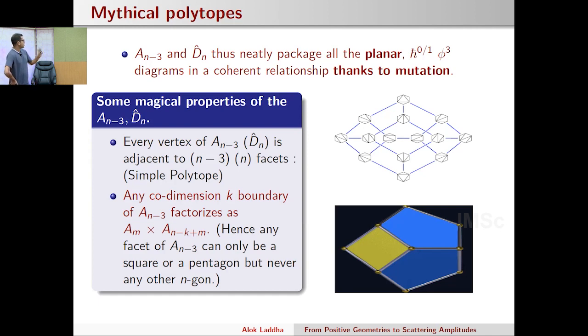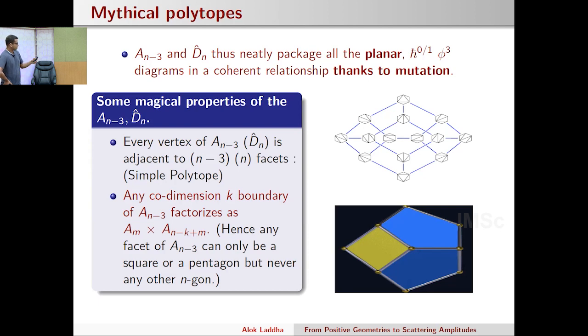So this class of polytopes are called simple polytopes because knowing the dimension means you know the adjacency number of every vertex. And here's a property which is even, I would say, more remarkable: if you take any lower dimensional boundary of this associahedron or D-hat polytope, here I just wrote it because of lack of space for the associahedron, then it factorizes in terms of lower dimensional associahedra.